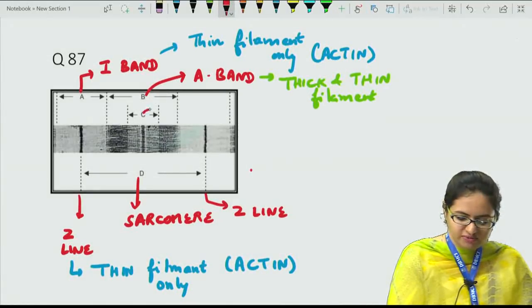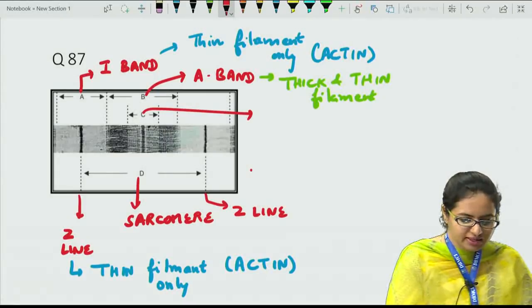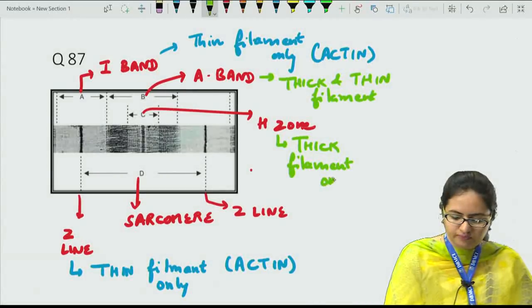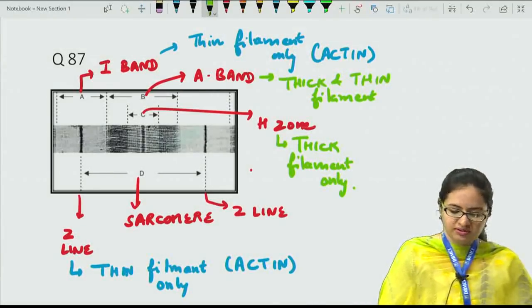The C portion mentioned here is the H zone or H band, and this H band has only the thick filament.